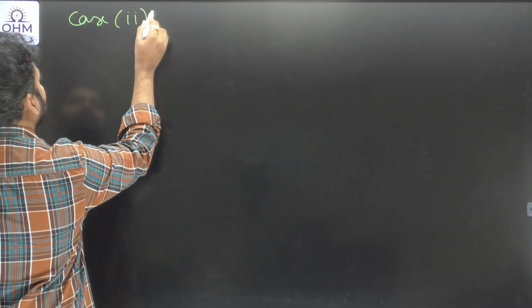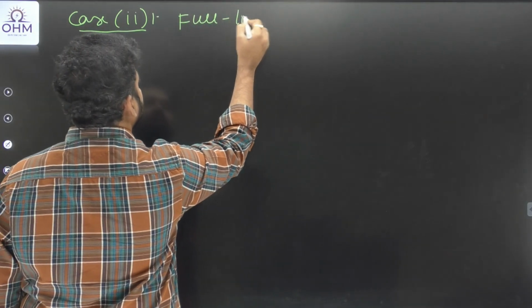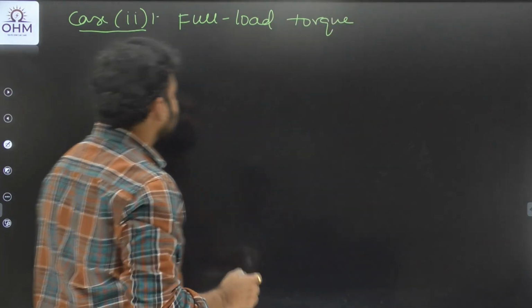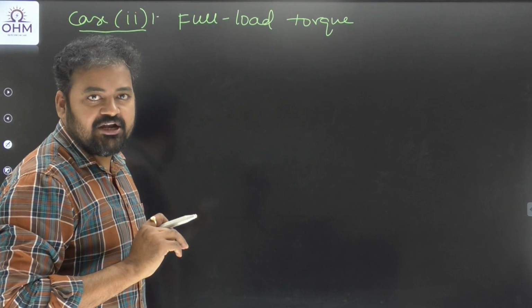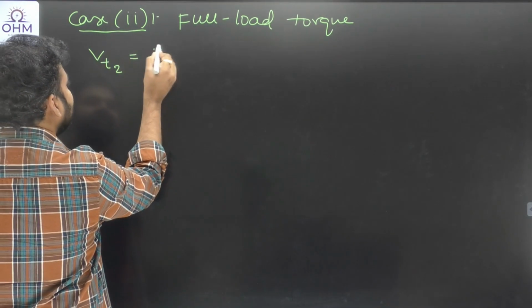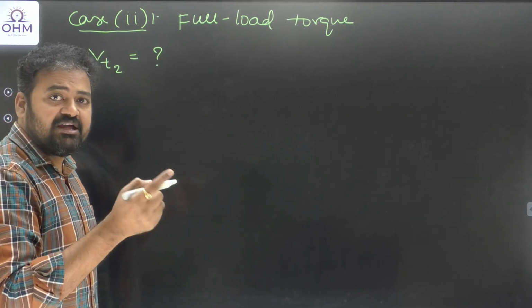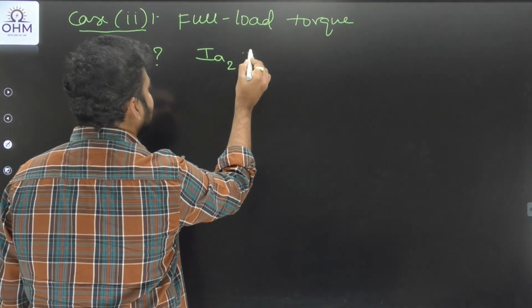Case number 2. How much torque is connected? Full load torque. So the voltage is also modified. Voltage is set such that the machine will rotate at 500 rpm. I don't know what that new voltage is. Let us say VT2. I don't know this value. As a load is connected, the machine will definitely draw some current. We don't know what that current is. In fact, this is the answer we need.